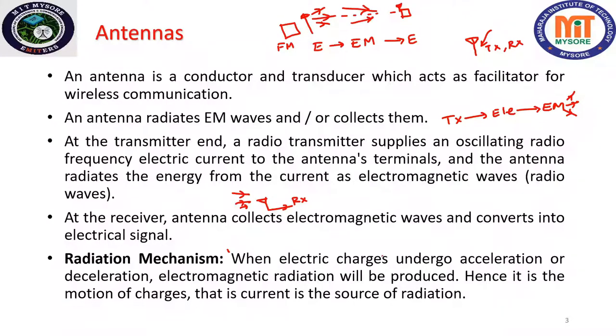Okay, so an elaborate discussion on this might have been done in the MWA course. Correct? So we'll not go into in-depth details of this. The only thing is, when electrical charges undergo acceleration or deceleration, electromagnetic radiation will be produced, which will propagate through the space. Another point to note over here is that electromagnetic waves travel with the speed of light, that is c equal to 3 into 10 to the power 8 meters per second. This is the speed of EM waves as well. That means these EM waves travel to any place on earth within no time. So within no time, they can reach any corner of the earth.